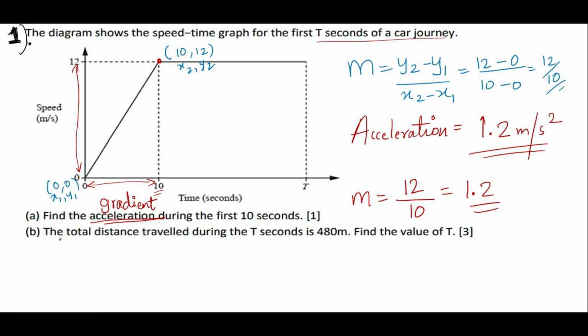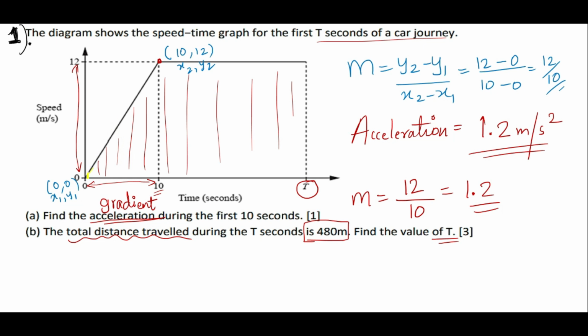Now, second part of the question: the total distance traveled during the t seconds is 480 meters. Find the value of t. So they have a total journey which has taken t seconds. Can you see this t here? And they have said that the distance traveled is 480 meters. Now, as said earlier, the total distance traveled is nothing but the area under the curve.